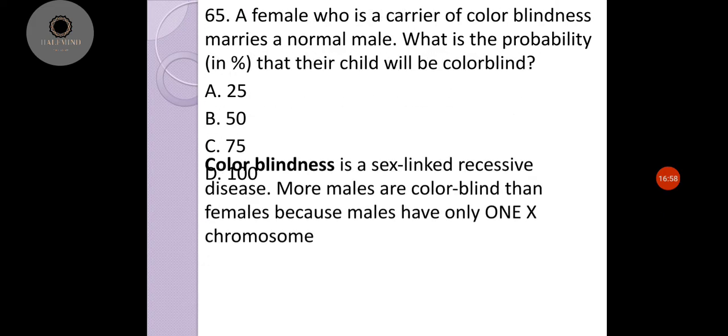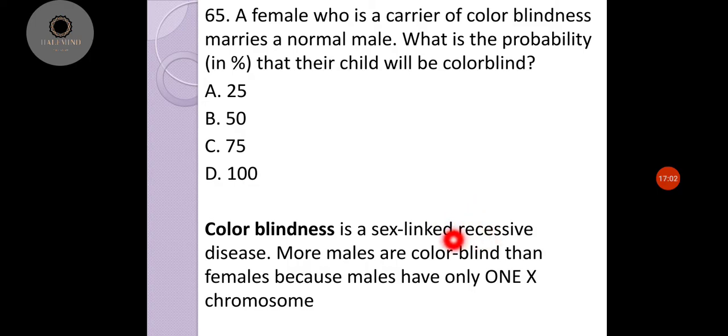Okay, a sex-linked recessive. It's because dapat sa dalawang allele siya present para ma-express yung trait niya. Okay? So, in our question, yung mother is a carrier of color blindness. When we say carrier, isang X chromosome lang niya ang mayroong gene ng color blindness. Yung isa is normal. And then, yung husband is a normal male. So, walang gene ng color blindness sa kanyang X chromosome. Now, the question is asking, ano daw yung probability or chance na magkakaroon sila ng anak na colorblind in percentage?